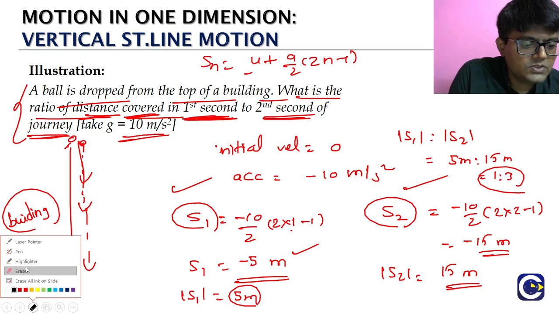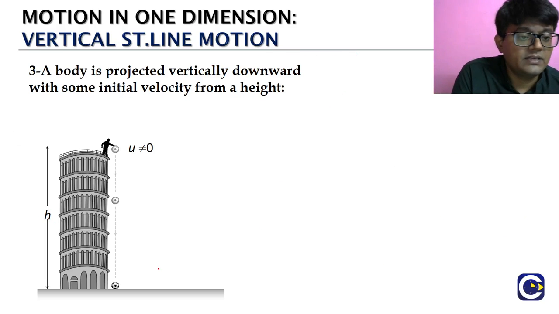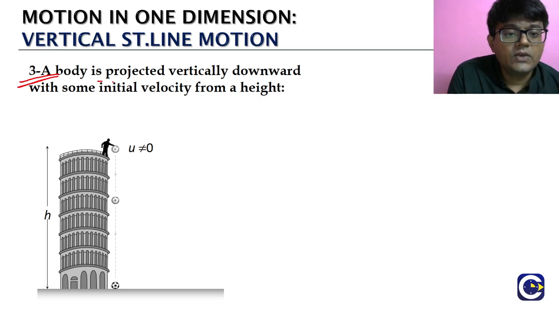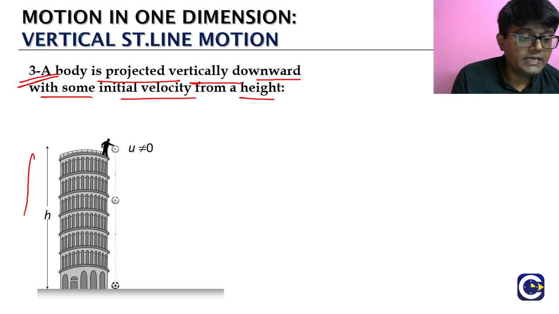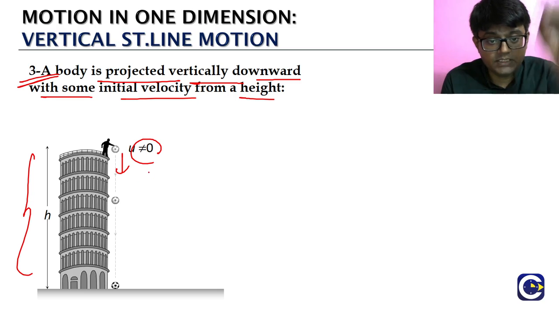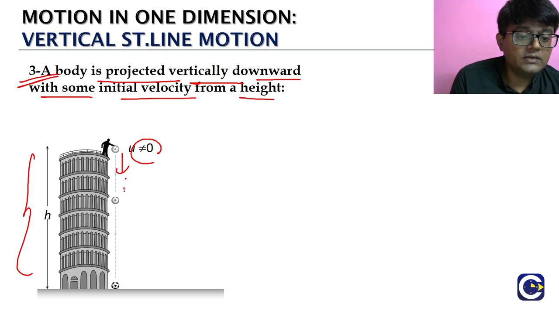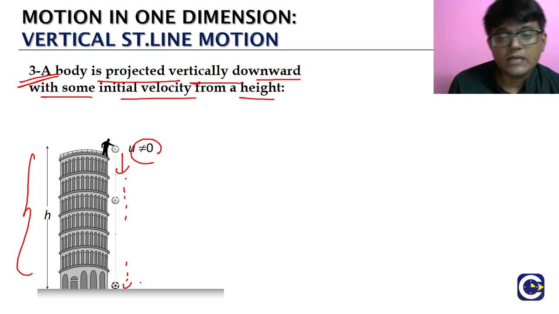Okay, so now we will move on to the next category, which is category 3. What is category 3? We are projecting a body vertically down from a height. So from that height we are not dropping it, we are basically throwing it down. When you throw it down, the initial velocity will have some value. So what is going to happen? This object is going to come down and it will reach the surface of the earth.